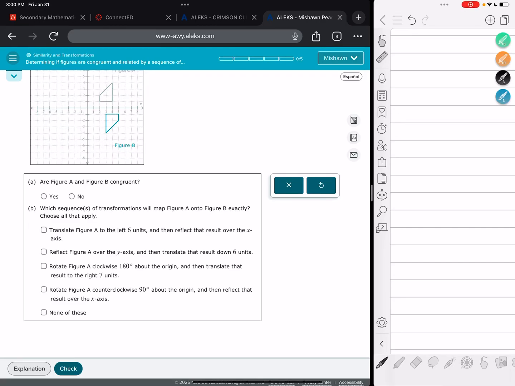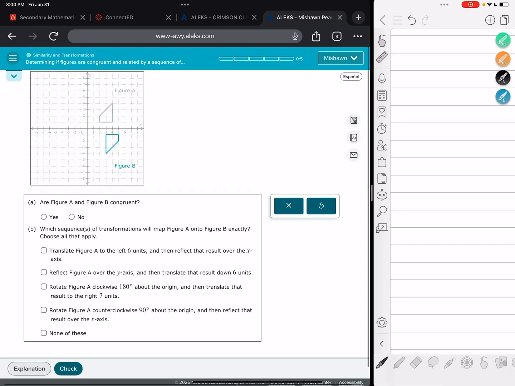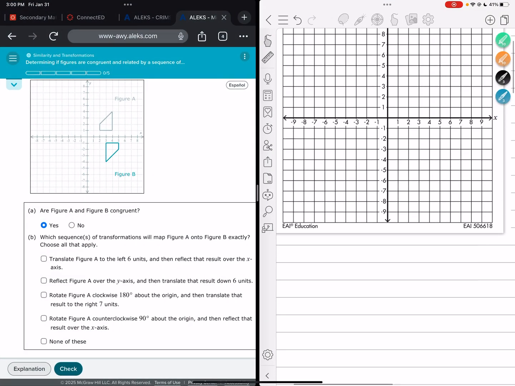So we want to determine if the figures are congruent. And if they are congruent, then we want to figure out which sequence of transformations will get A onto B, and we can have more than one answer. So if we look, are figure A and figure B congruent? They are in fact congruent, and so we want to see if we can do any of the transformations to get them on top of each other.